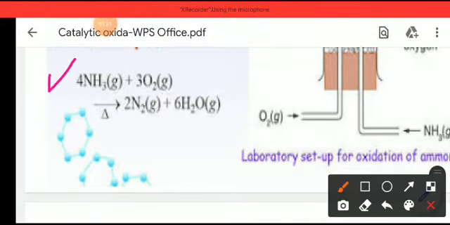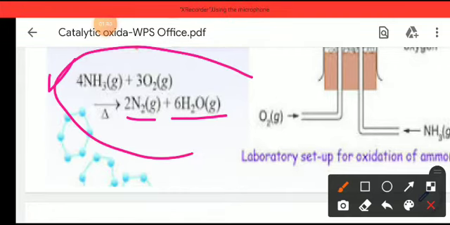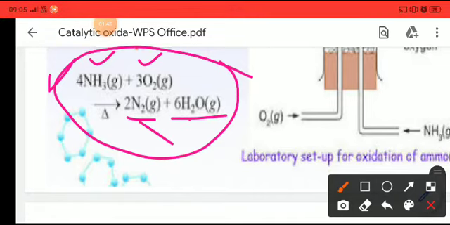4NH3 plus 3O2. When 4NH3 burns in presence of oxygen, it gives 2N2 plus 6H2O, that means nitrogen and water vapor. In this reaction you can easily see that all the reactants, that is NH3 and oxygen, are gaseous, as well as the products, that is N2 and water vapor, both in the gaseous state.